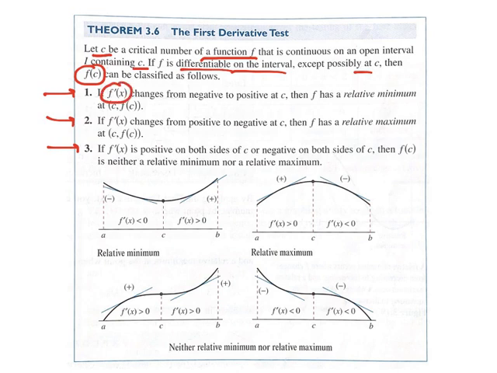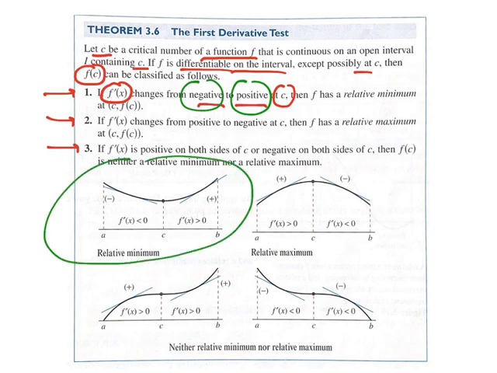Number 1: if the derivative changes from negative to positive at c, which means the function goes from decreasing to increasing at c, such as you see in this particular diagram here, then the function f must have a relative minimum at c, f of c. So that's easy to understand.